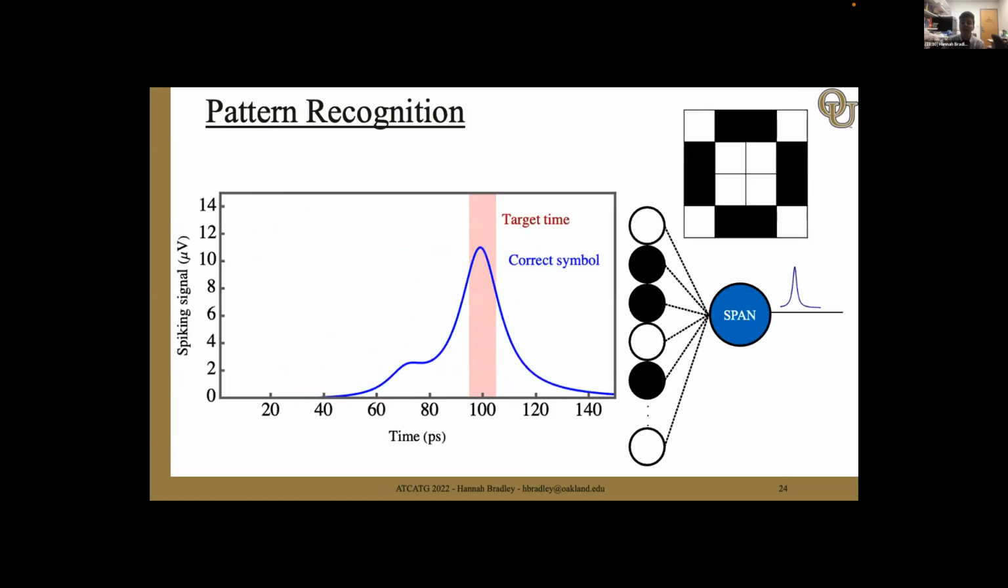After training, when the correct symbol is fed into the neural network, the AFM SPAN will spike within a 10 picosecond time window of the target time. And when the incorrect symbol is inputted, the SPAN will spike outside this target time window. Therefore, we have successfully trained this neural network to recognize symbols made from this grid.